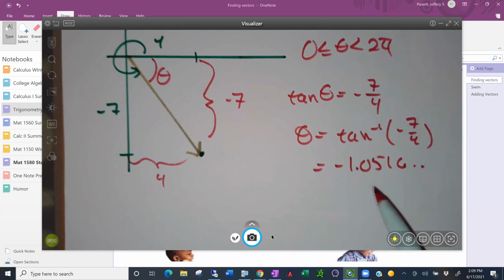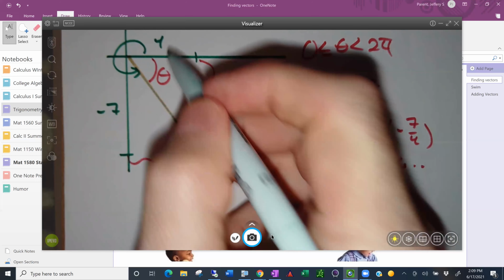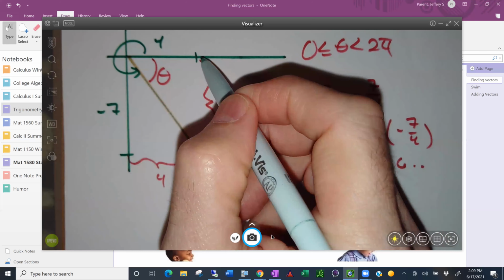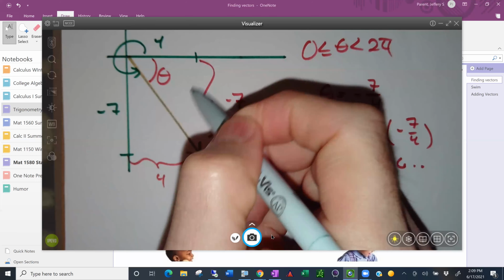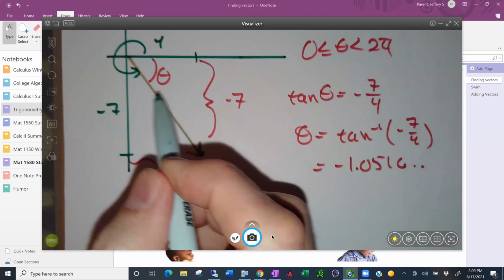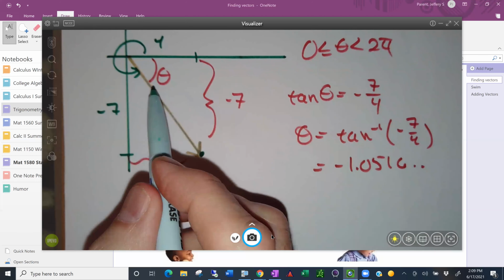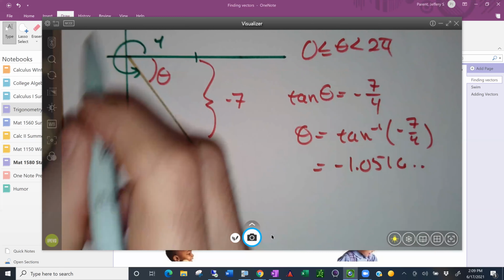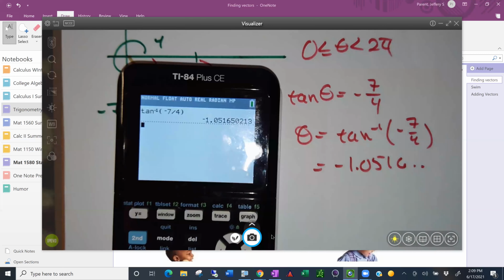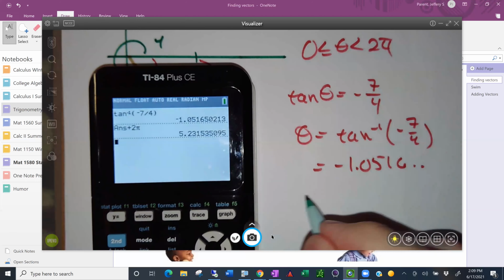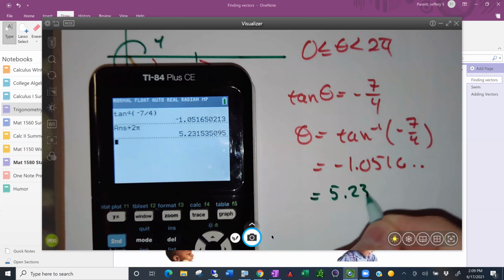That's not between 0 and 2 pi, that's negative. If I wanted a positive answer, here's how I can get one. All the way around would be 2 pi. I'm a little bit short of that. So the way to get that is just take my answer and add 2 pi to it, because that'll take me all the way around here. If I do plus 2 pi, I end up with 5.23. Beautiful. That's my angle.